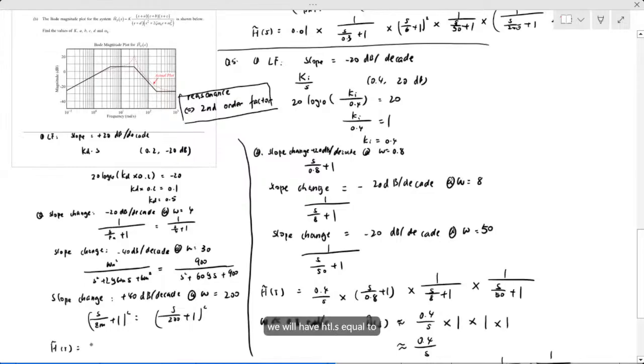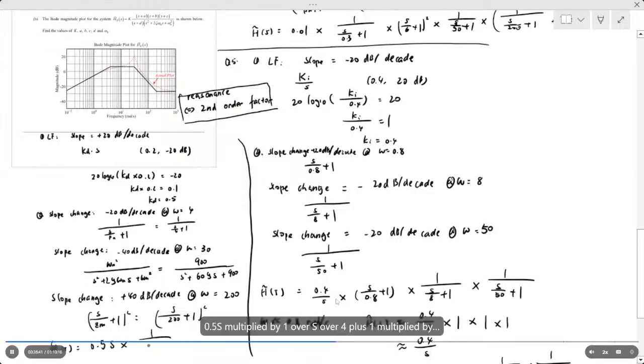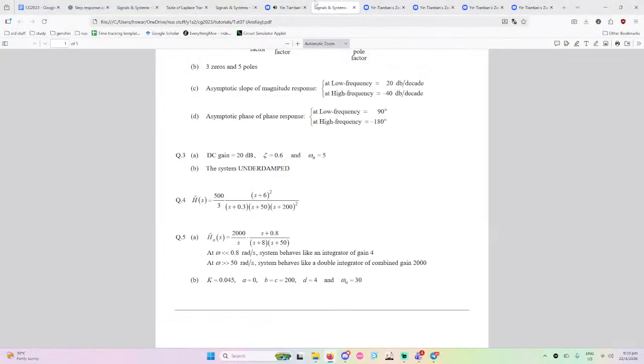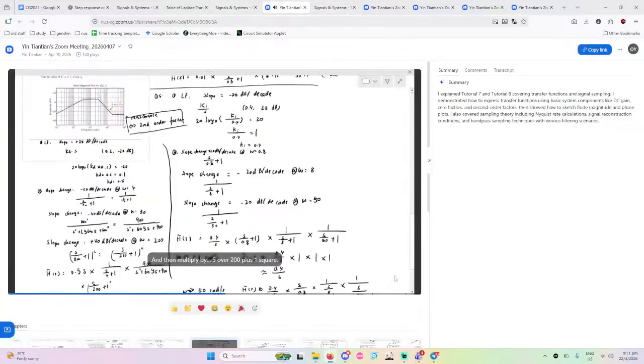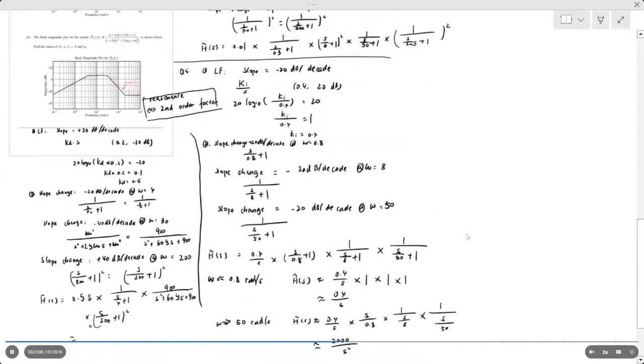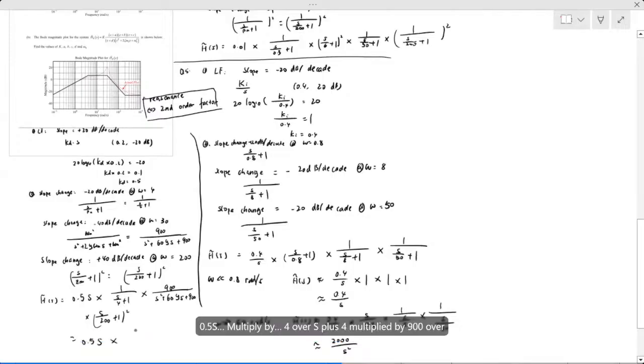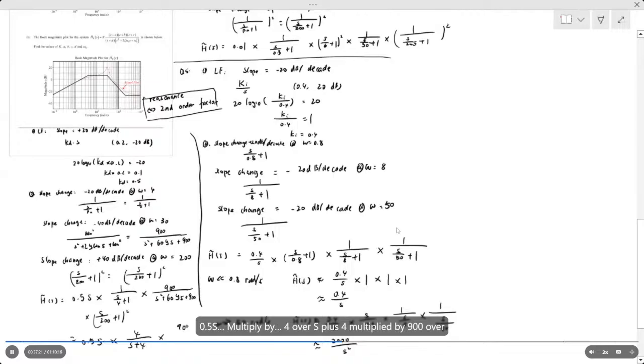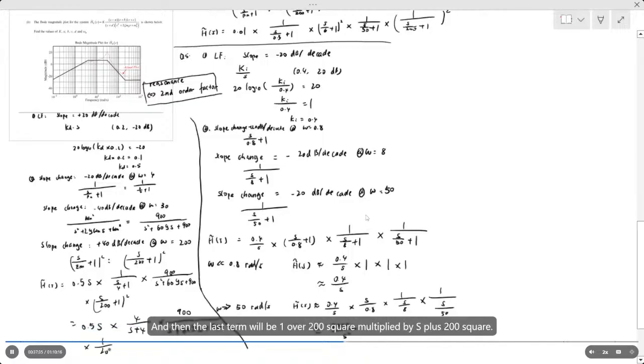We will have H(s) equal to 0.5s multiplied by 1 over (s over 4 plus 1) multiplied by 900 over (s² plus 60θs plus 900), and then multiplied by (s over 200 plus 1) squared. And then we need to compare this expression with the original expression, so we need to rewrite it. 0.5s multiplied by 4 over (s plus 4) multiplied by 900 over (s² plus 60θs plus 900). And then the last term will be 1 over 200² multiplied by (s plus 200) squared.